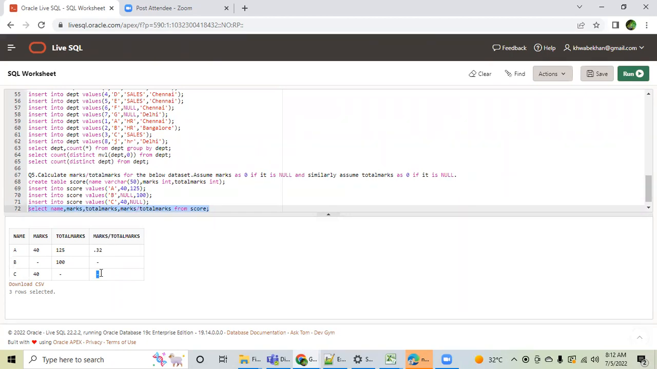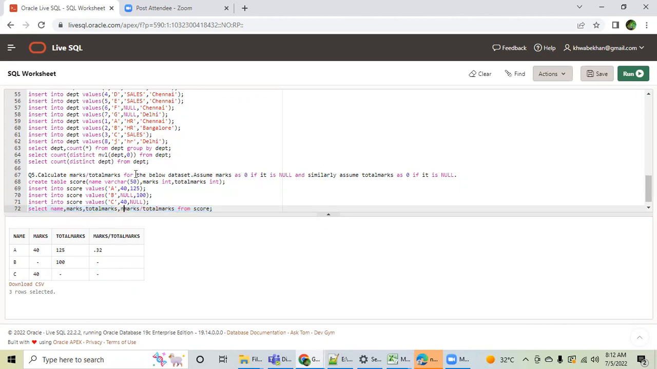Because null divided by anything, and anything divided by null, will give you null, right? Yes. But in my question, they don't want you to show null in that case. What they are saying is that if marks is null, replace that with 0. That is what I mentioned: assume marks as 0 if it is null.